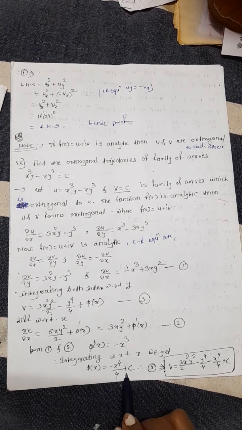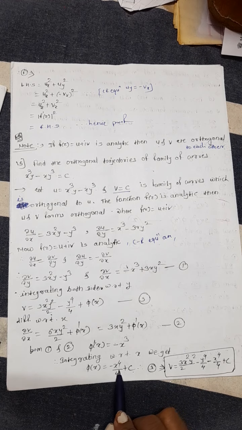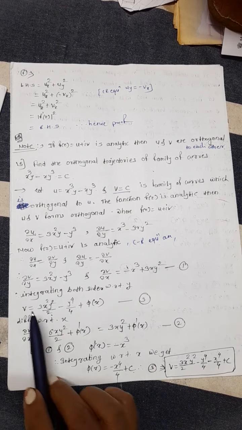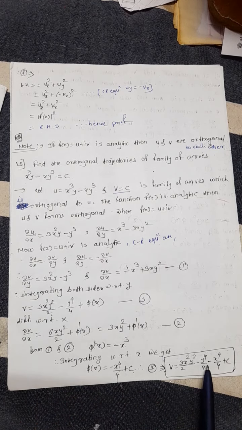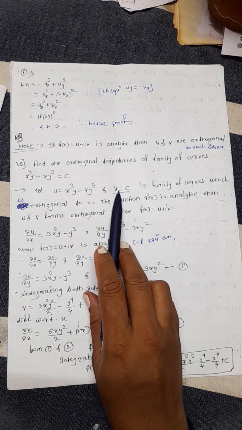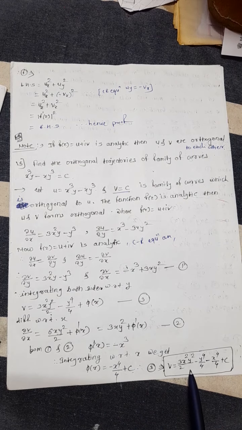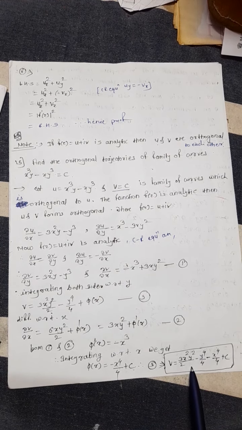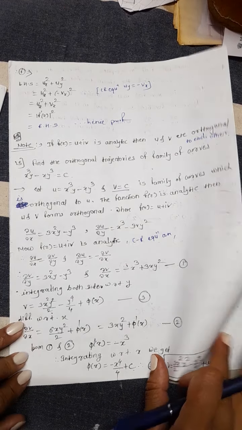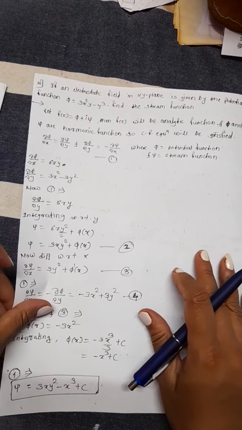Now phi of x is this. Putting this value of phi of x in our answer v here in 3, we get v is equal to this term as it is, and phi of x as this. This is our answer. This is the other orthogonal curve, like the earlier example we have just solved. Now consider the next example.